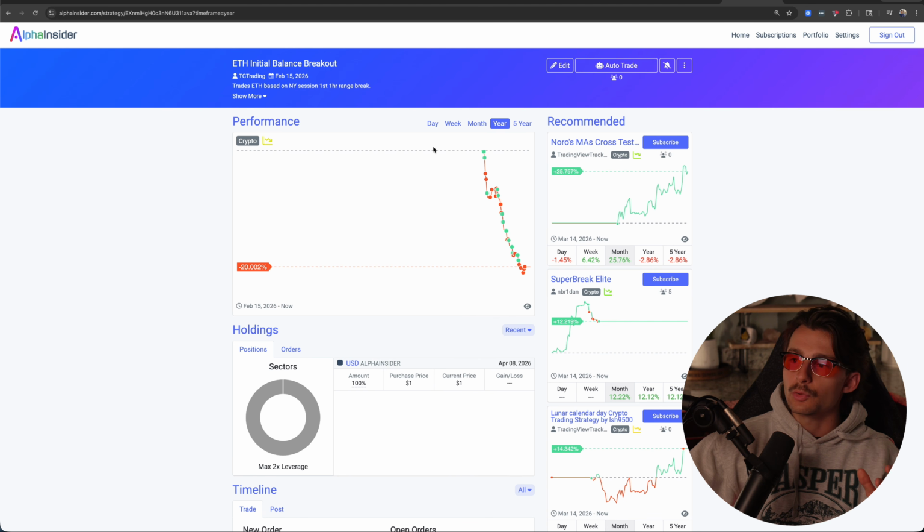So what is the answer? How do we fix this stuff? Well, I'm going to go over a way we can prompt Claude to help us. But first, I want to talk more about that forward testing feature from AlphaInsider. So what we can do is we can actually send all of the trade signals the second that they fire on TradingView to AlphaInsider, which is what's being done with this strategy.